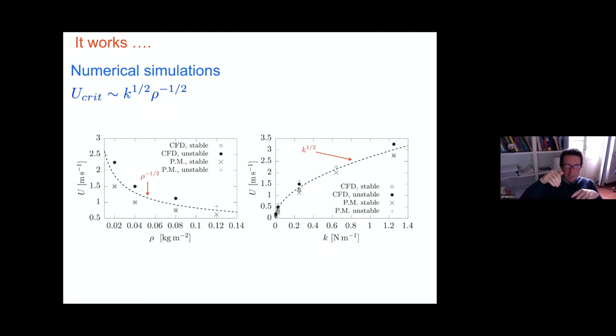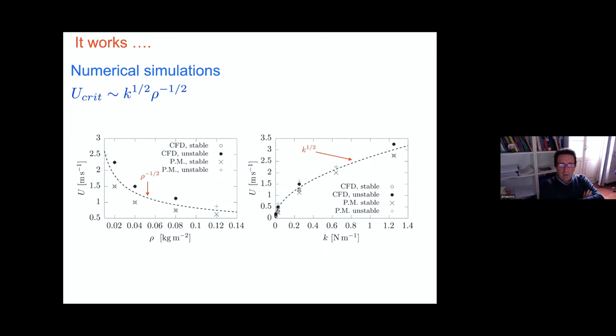The dashed lines correspond to the critical values, to the phenomenological prediction I mentioned before, while the circles, empty and filled, correspond to the results of the simulation. Filled means instability, and empty circles mean stable conditions. Forget PM stable and PM unstable, I forgot to erase them, because it is another model, the phenomenological Pesavento model, which I don't want to discuss here because it is not essential for the purposes of this talk.